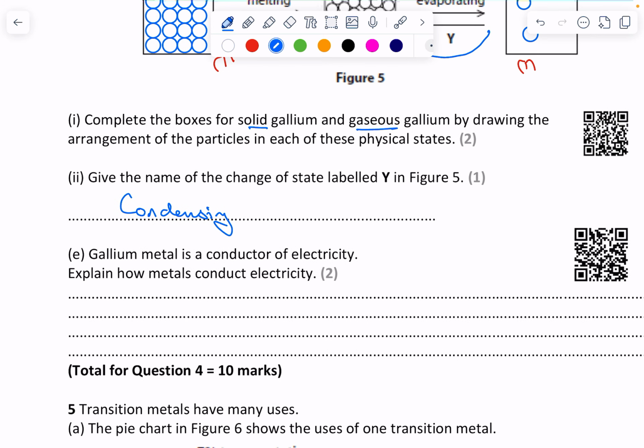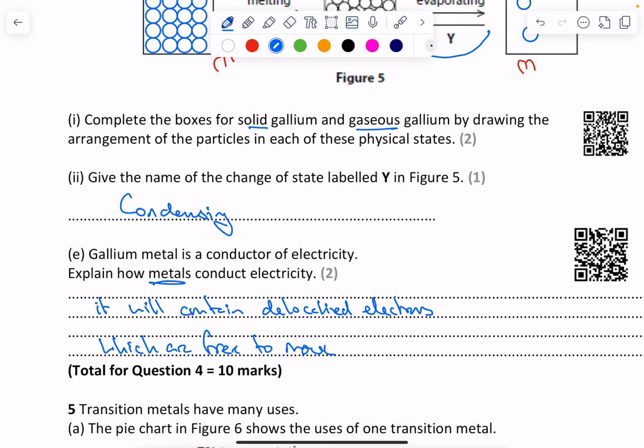And then it says gallium is a conductor. Explain how it is a conductor. So because it's a metal, it will contain delocalized electrons, and we must always then add which are free to move.